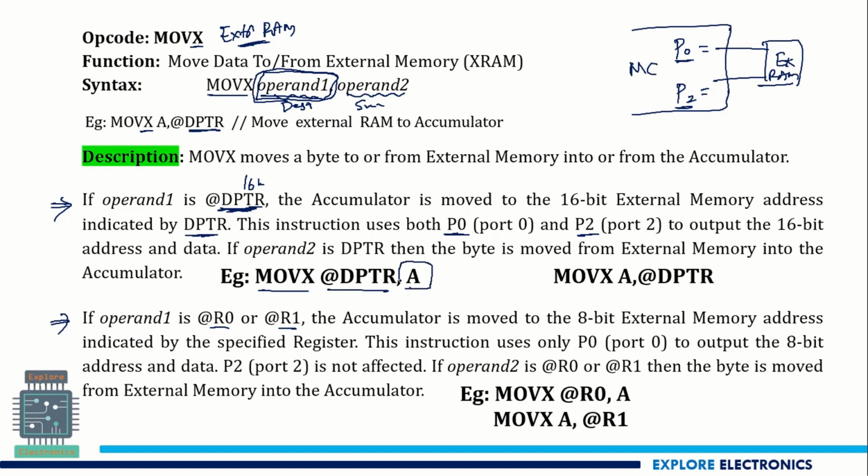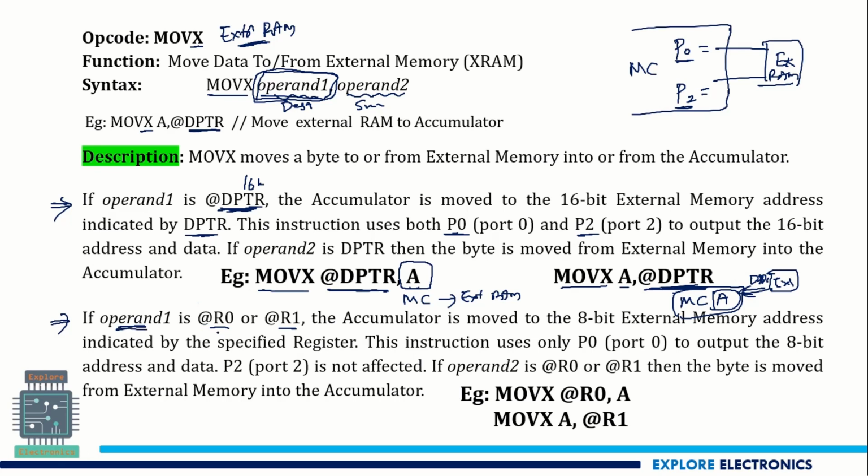In this case, the accumulator value we are putting to the external memory. This is from the microcontroller to the external RAM. Similarly, MOVX A, @DPTR. Here @DPTR is specifying the address of the external memory. From the external memory to the microcontroller we are moving. Within the microcontroller we will be having register A, to the register A we are copying. Here DPTR is going to hold that address.